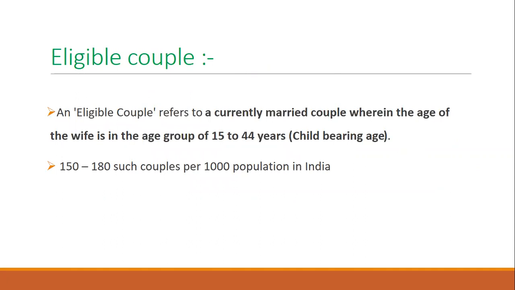What do you mean by eligible couple? An eligible couple refers to a currently married couple wherein the age of the wife is in the age group of 15 to 44 years. That is called childbearing age. 150 to 180 such couples per thousand population are present in India.